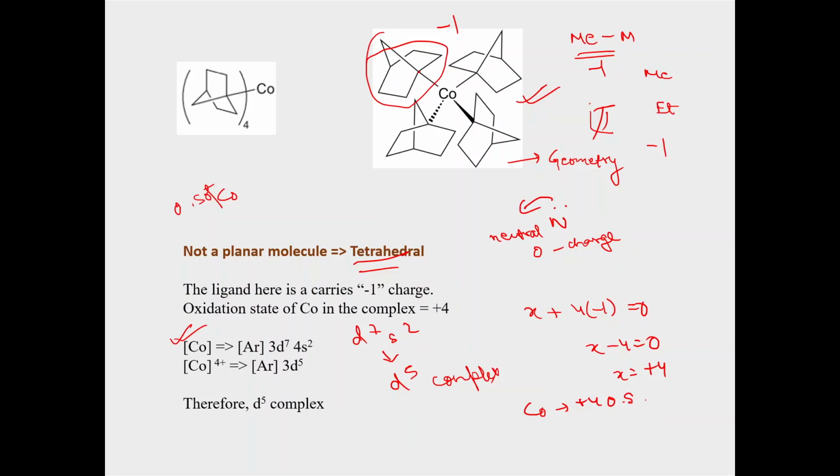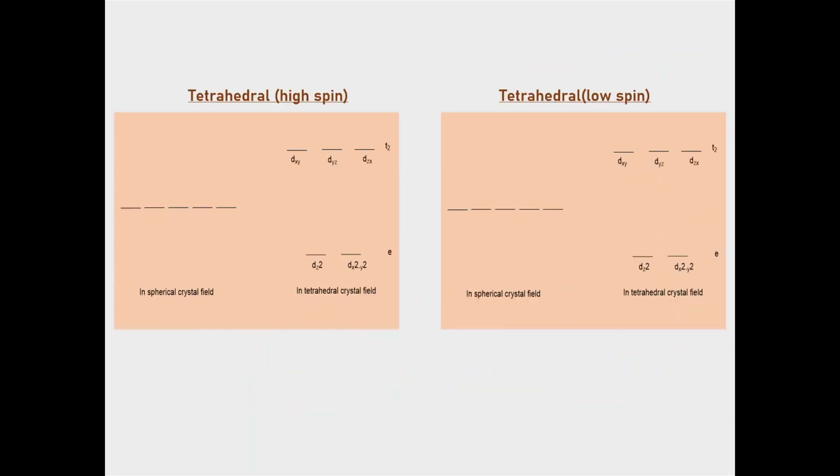Okay. So now cobalt, this is a d5 complex, fine. This is a d5 tetrahedral complex. So what does a d5 tetrahedral complex mean? There are two possibilities. One is a high spin complex and another is a low spin complex. Do you guys know what high spin and low spin complexes are? Number of paired and unpaired electrons. Like in low spin, there are paired electrons, and in high spin, there are unpaired electrons.